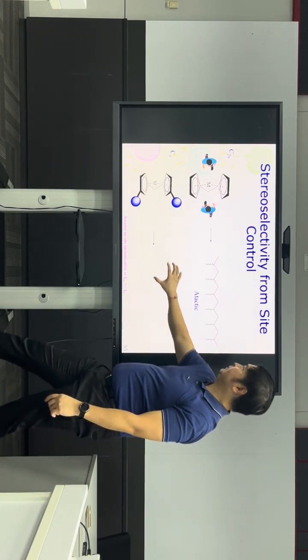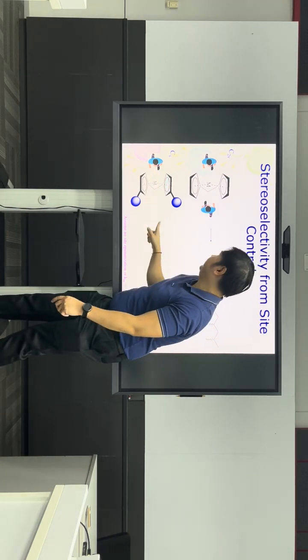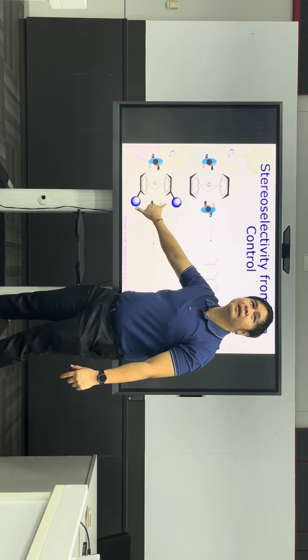Same thing for something like this, no selectivity on this side, right? And when you come on this side, even though this is big, they are the same magnitude.